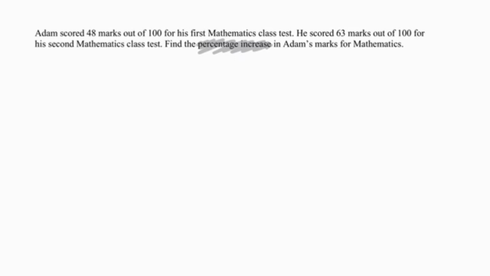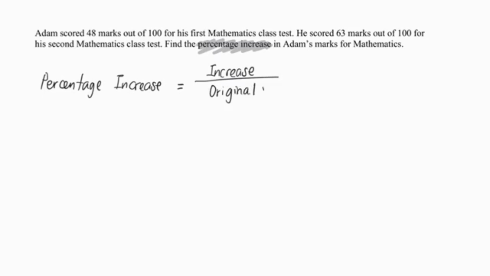So let's see, percentage increase will be equals to the increase over the original value times 100%, because we will want to find the percentage, yeah? So from here, we could then see that the original value is 48 because that is where he started from. So I will have a 48 below.